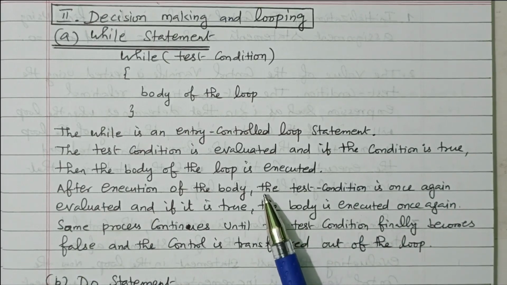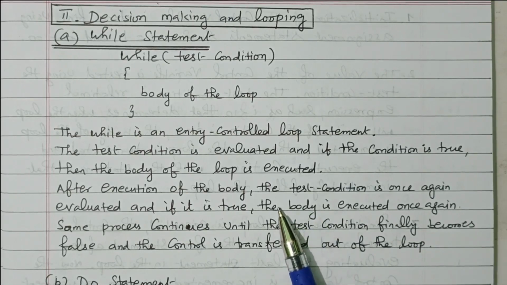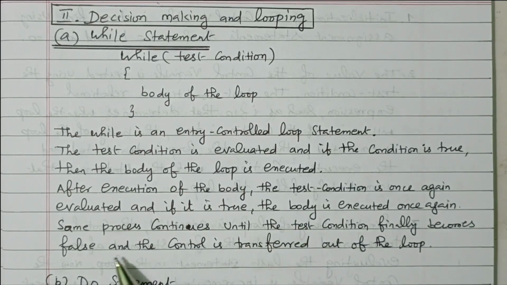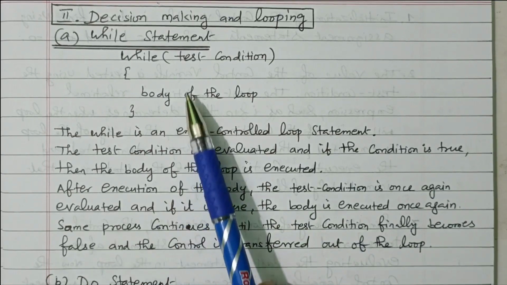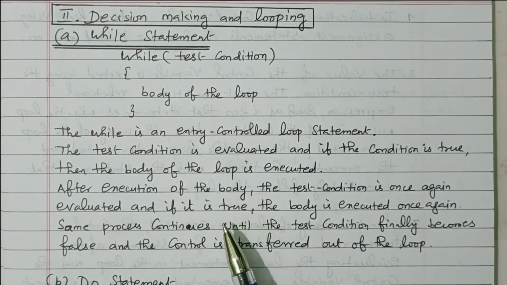So it will verify the condition. If the condition is true, the body of the loop is executed. Again it is tested. Again if it is true, it is executed again and again until it becomes false. After that it will go out of the loop. Right? So it is an entry controlled loop statement.